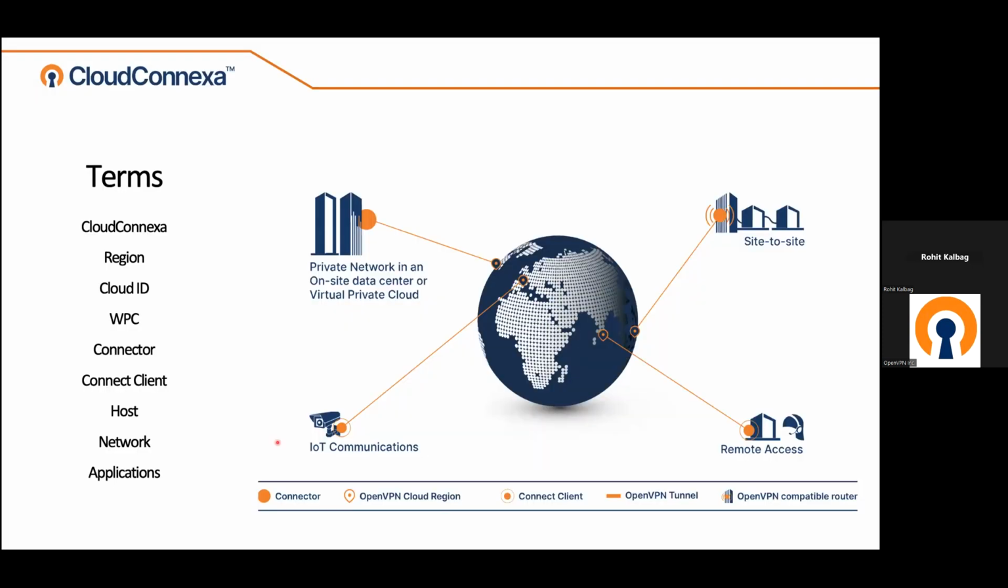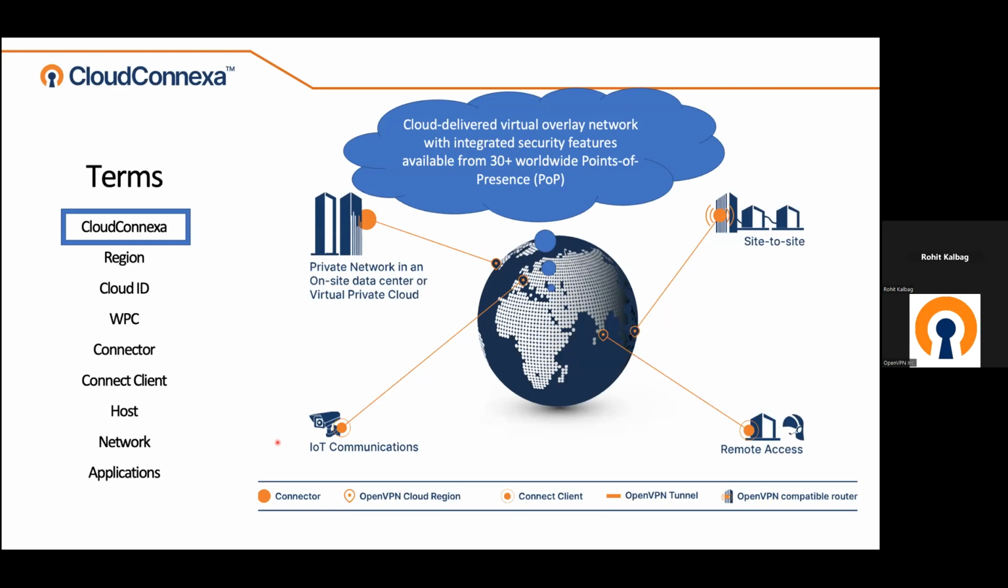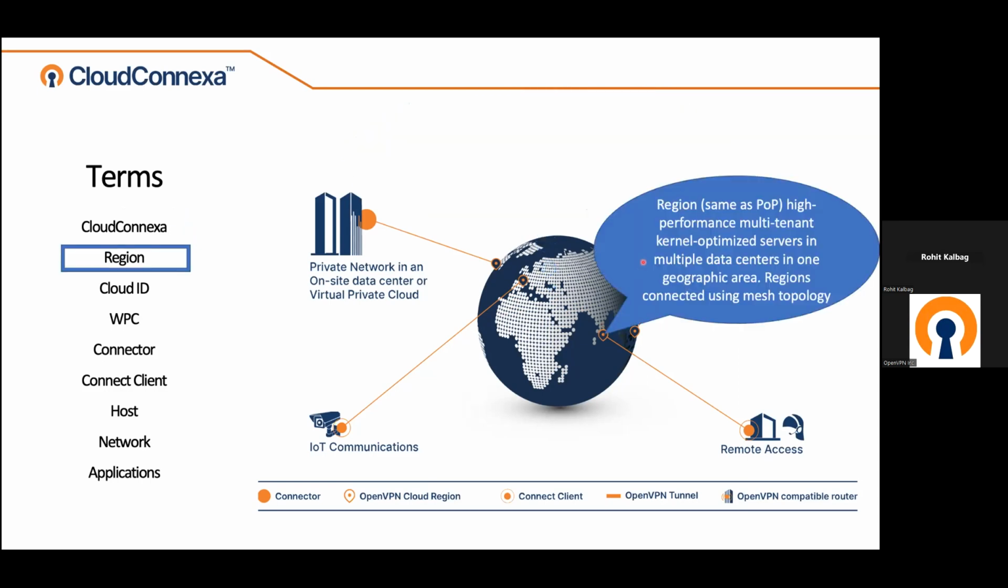So that's what we have planned for this webinar. Let's get into introduction of some of the terms and CloudConnexa. So what is CloudConnexa? You can think of CloudConnexa as a cloud-delivered service that creates a virtual private overlay network. And once this network is created, you can connect to it through any of our points of presence, which are 30 plus spread around the world. And we use a term called region for it.